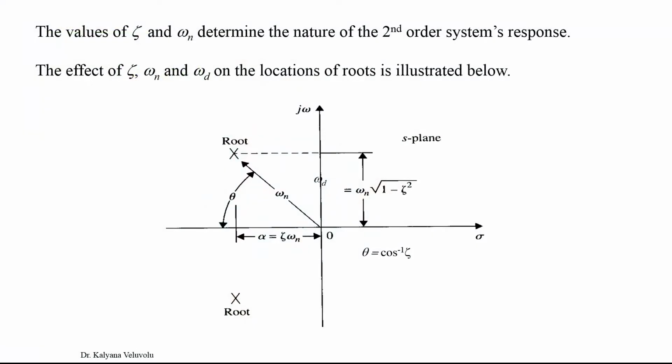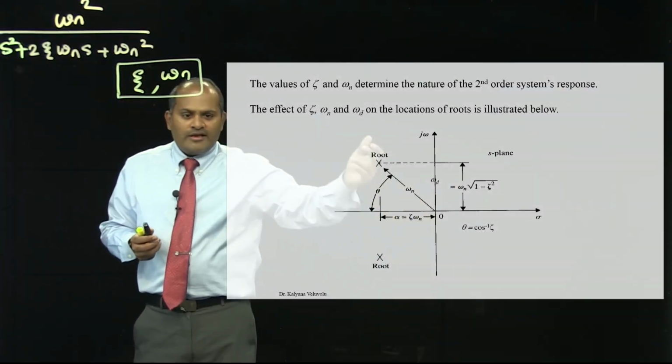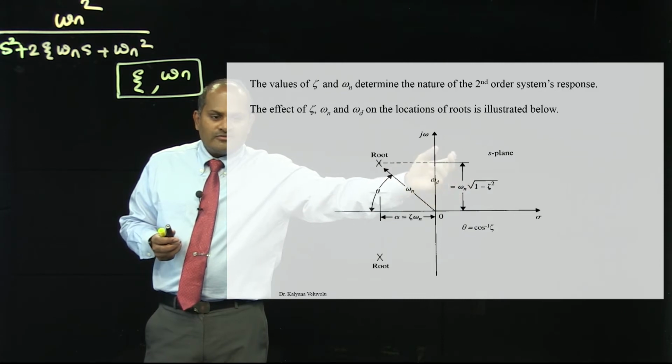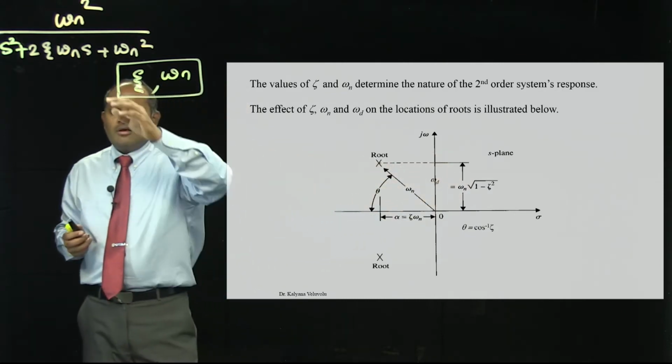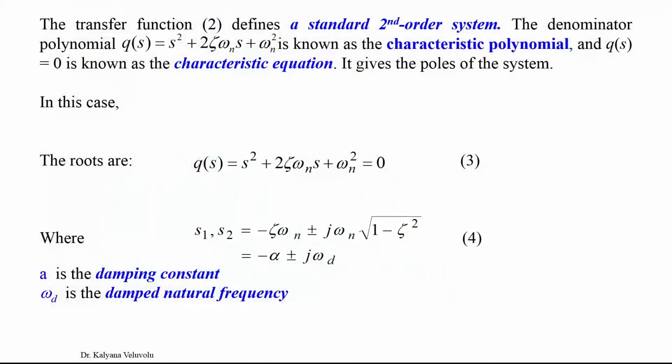So, this eta and omega n determine the nature of the second order response. The effect of eta, omega n and omega d on the location of roots is illustrated below. So, I try to plot both the roots, and both the roots will be defined based on the eta and omega n value. So, this is like a functional diagram where each value of omega n, omega d, omega n into root of 1 minus eta square are clearly defined. So, based on the roots we saw in the previous slide, those roots minus eta omega n plus or minus j omega d, we can actually plot them.